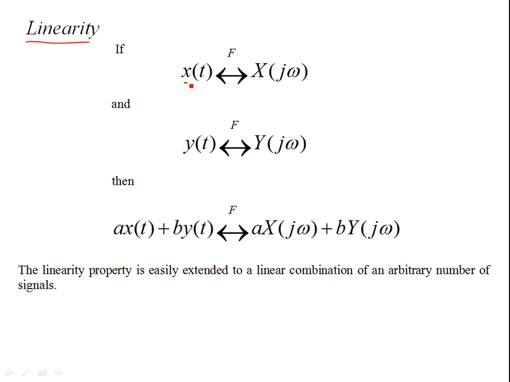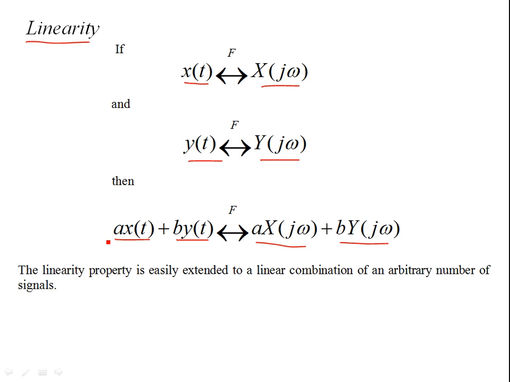If x(t) has a Fourier transform X(jω), and y(t) is another signal, not equal to x(t), with no relationship to x(t) whatsoever, having Fourier pair Y(jω). If you make a linear combination of these two signals as a x(t) plus b y(t), where a and b are arbitrary constants, then their Fourier pair will be a X(jω) plus b Y(jω).